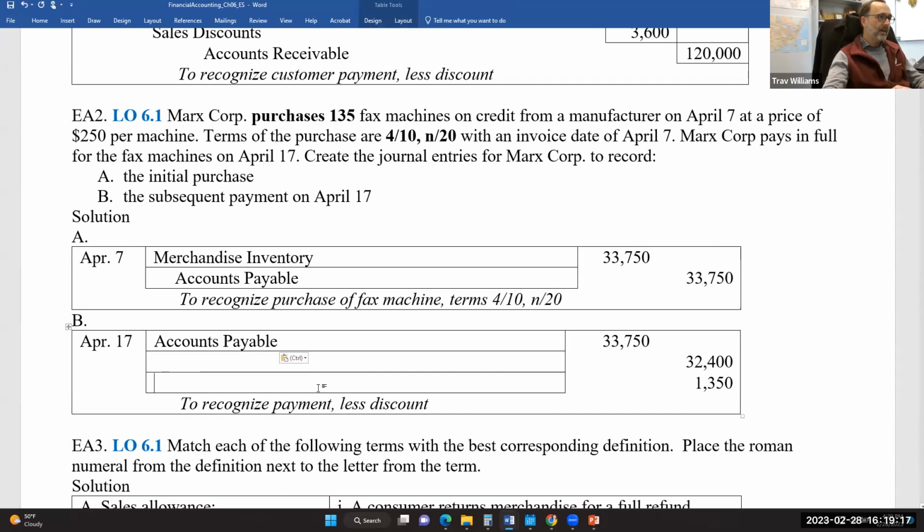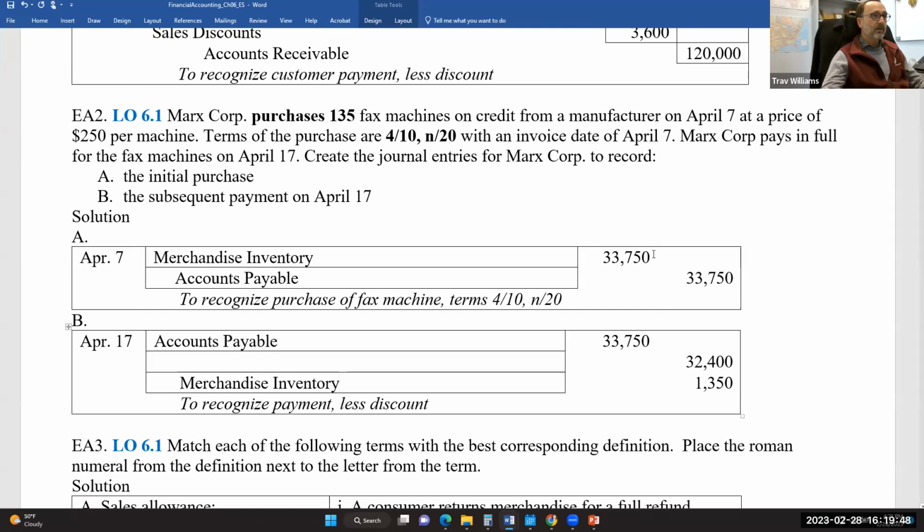And we call that merchandise inventory. So we got a discount, but if we're using the perpetual method, all we do is we credit merchandise inventory for the amount of the discount. Why? Good question. Because it reduced the cost of our inventory.